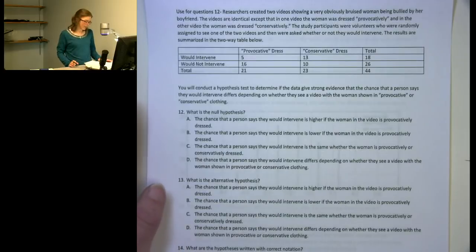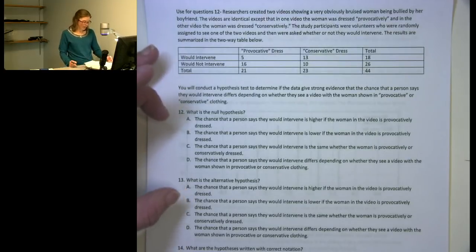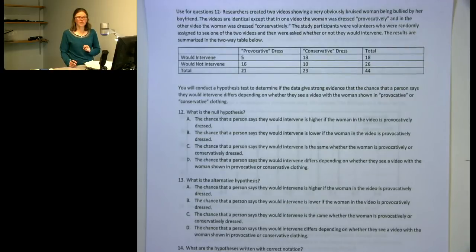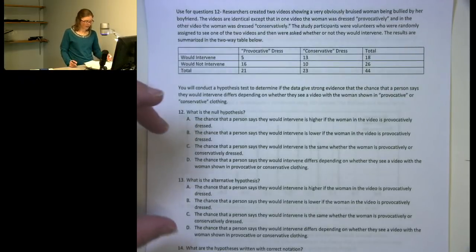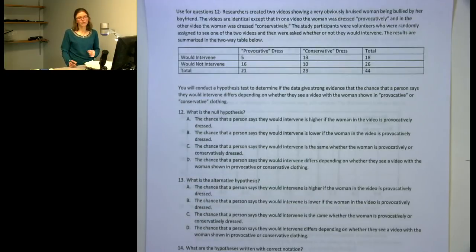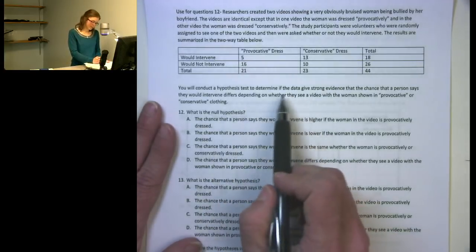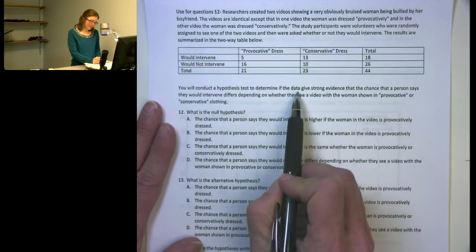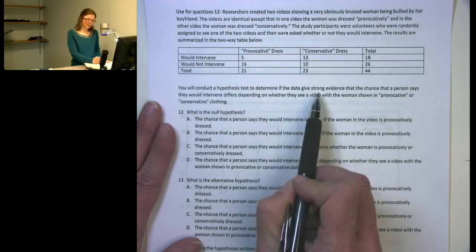So you're going to conduct a hypothesis test to determine if the data gives strong evidence that the chance that a person says they would intervene differs depending on whether they see the video with the woman shown in provocative or conservative clothing. So we've got the null and alternative hypotheses that we're trying to identify. And remember that even though the questions are written in the order null and then alternative, you can answer either one first. And most of the time it's easiest to pick out the alternative hypothesis. Whatever we're trying to see if there's evidence to support is the alternative.